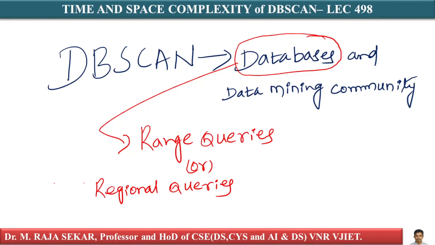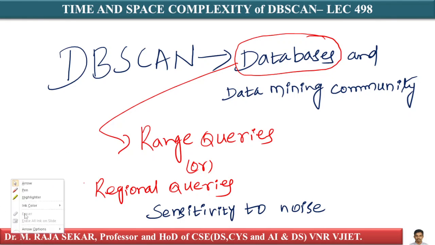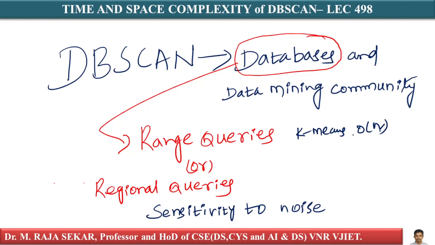It is slightly worse than k-means, because k-means has time complexity of order of n, isn't it? Let me write k-means time complexity: order of n approximately. DBSCAN works fairly well. It works for large data sets. It is better than hierarchical clustering.